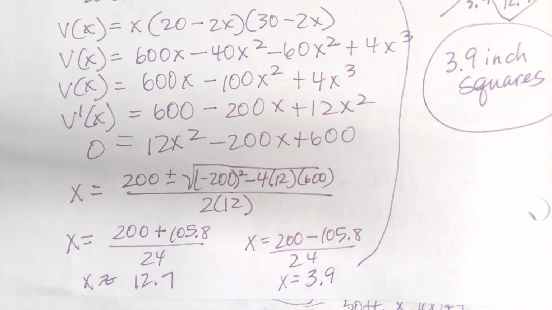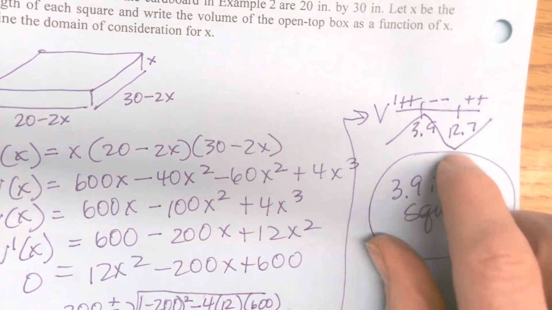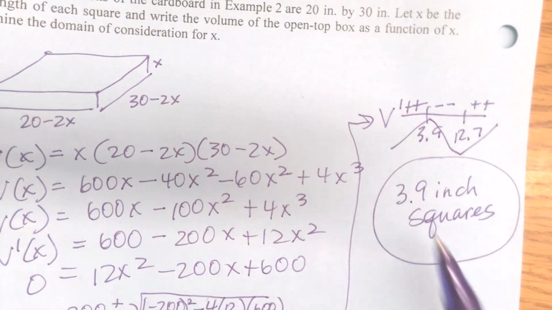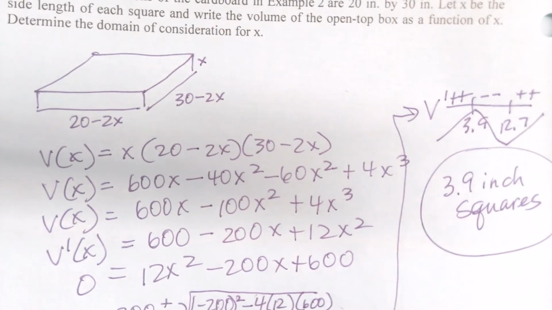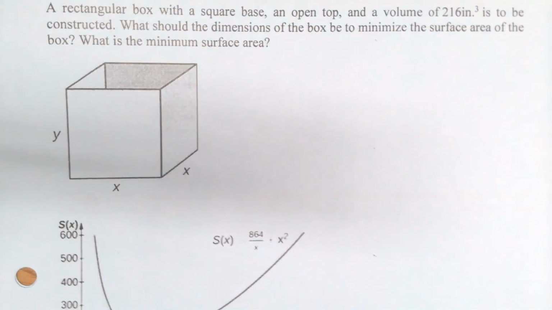I should double check that one again. 200 plus 105.8 divided by 24. Yeah, 12.7 again. All right, so I took those values, did it in my f prime chart. I did find that it was increasing, decreasing, increasing, and so 3.9 inch squares were the ones that I wanted to cut out. All right, we are actually going to skip the next example and move on to example 4.